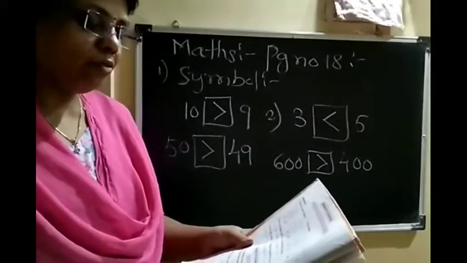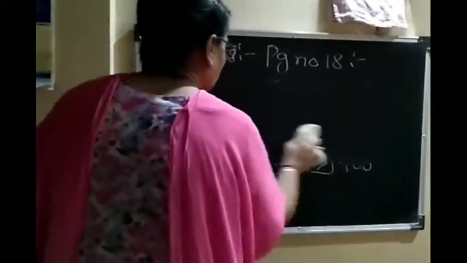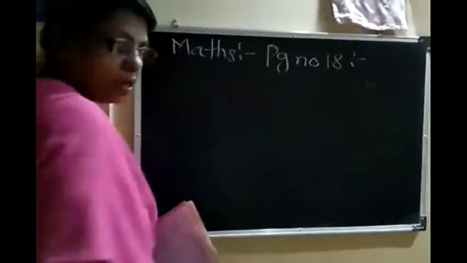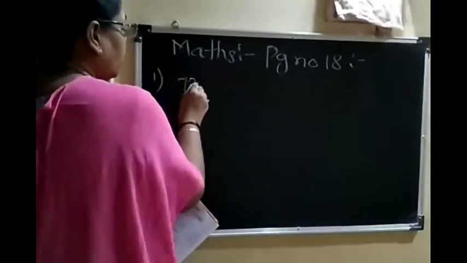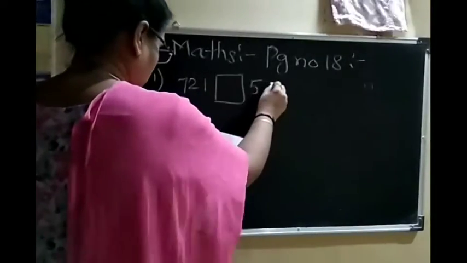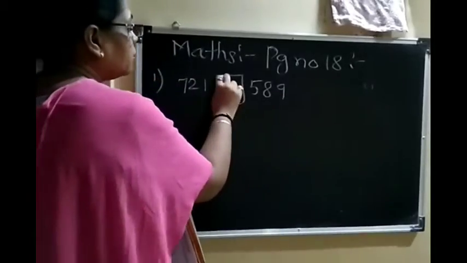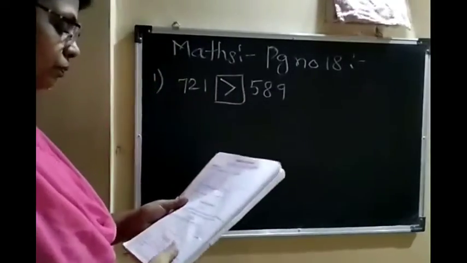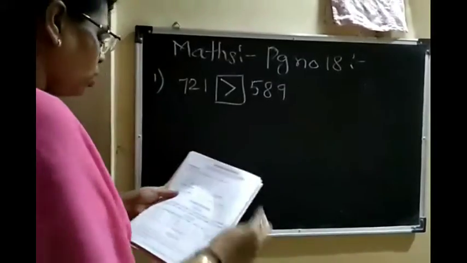Which is the bigger and which is the smaller number? First they have asked 721 and here 589. Obviously 721 is bigger than 589. So here 721 is bigger and this is smaller.